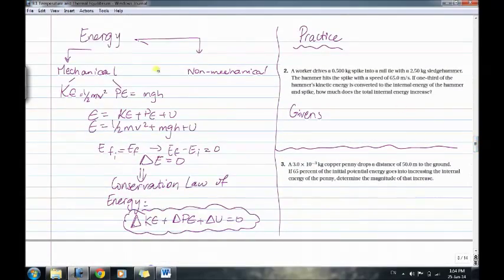Now energy, we have mechanical. We said that energy is of 2 kinds, mechanical and non-mechanical, as we knew before. In the mechanical, we have kinetic energy and potential energy. Kinetic energy is half times mass times velocity squared, and potential energy is mass times gravity times height. Energy equals KE, kinetic energy, plus PE, potential energy, plus U, the internal energy.